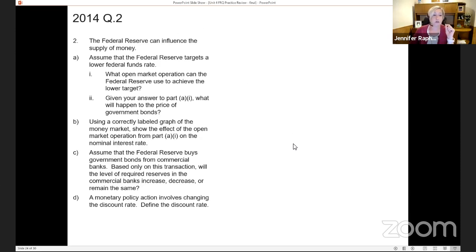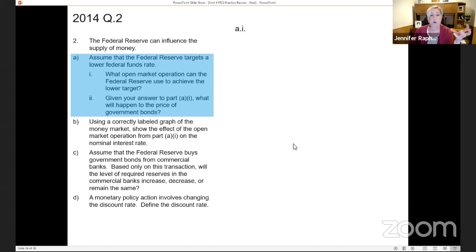Okay, so 2014 question 2, now we're getting into more of a monetary policy question conceptually rather than a balance sheet question. It tells us the Federal Reserve can influence the supply of money. And we're asked to assume that the Federal Reserve targets a lower federal funds rate. What open market operation can the Federal Reserve use to achieve the lower target? And then given our answer to that part of the question, what will happen to the price of government bonds?